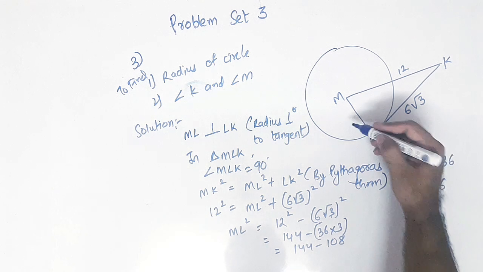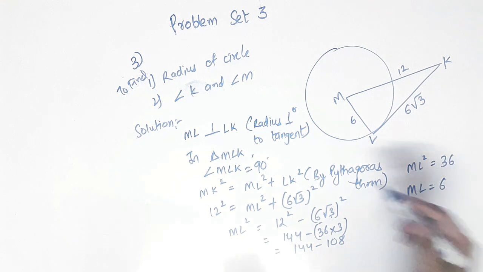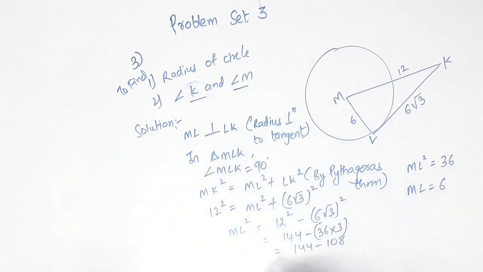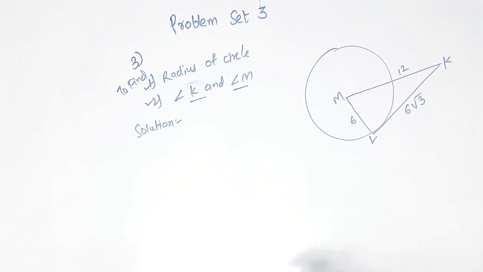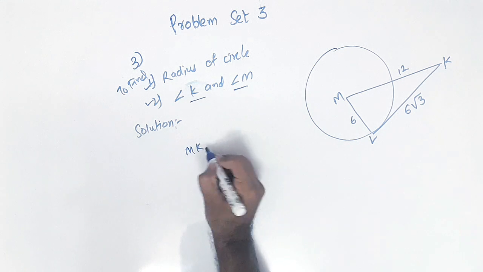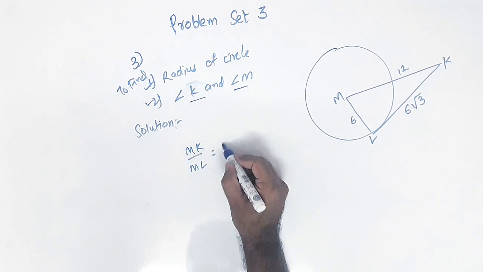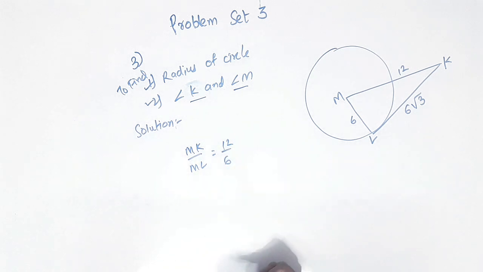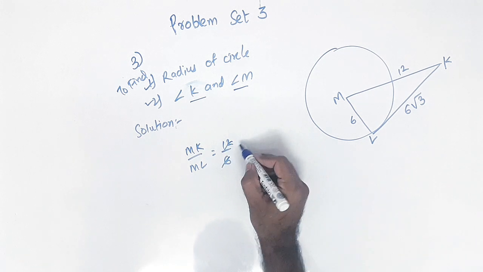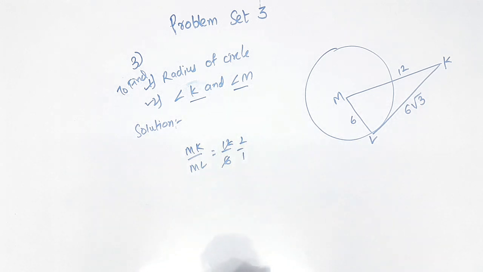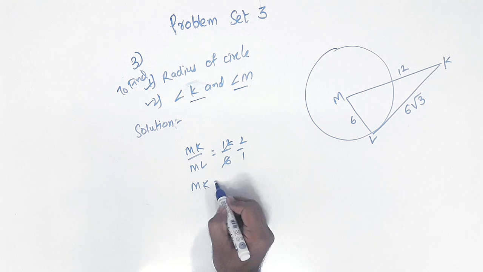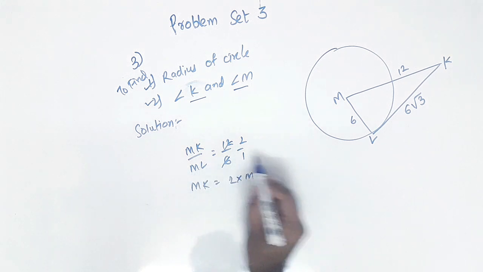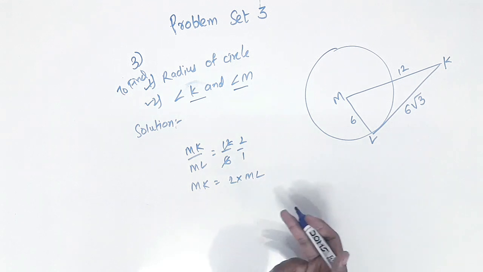Now we got ML as 6 and we are asked to find angle K and angle M. We are done with the first part. Let us come to the second part, finding angle K and angle M. If you see this, MK upon ML, if I take, it is 12 upon 6, which means it is 2 upon 1. So I can write MK is twice of ML. This is cross multiplication.